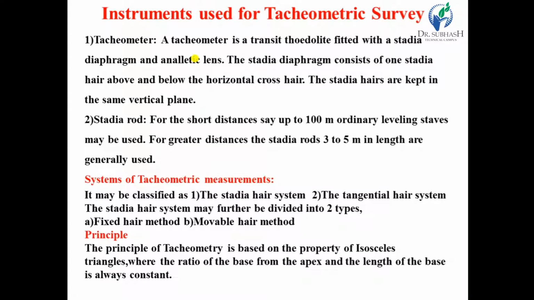Instruments used for tachymetric survey. A tachymeter is a transit theodolite fitted with a stadia diaphragm and an analytic lens. The stadia diaphragm consists of one stadia hair above and one below the horizontal crosshair. The stadia hairs are kept in the same vertical plane.